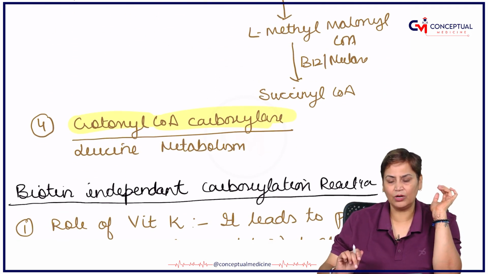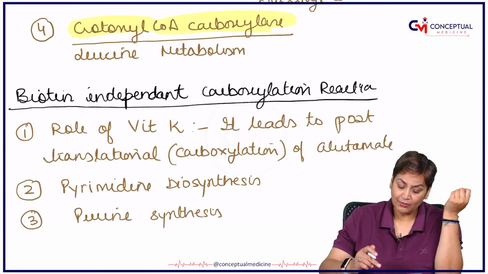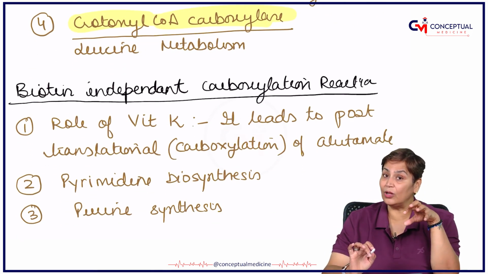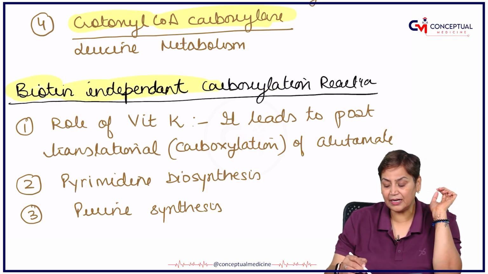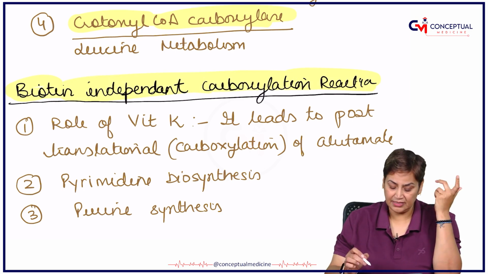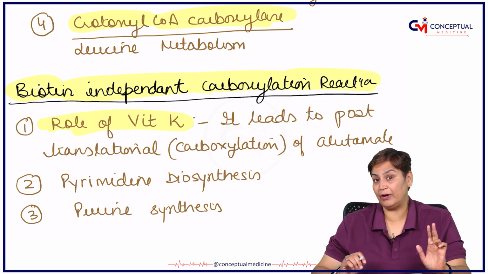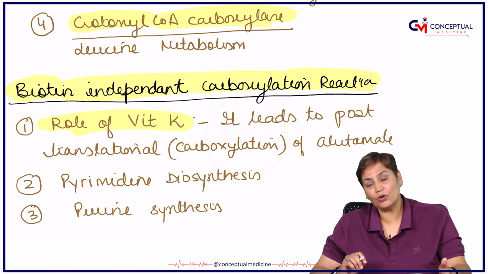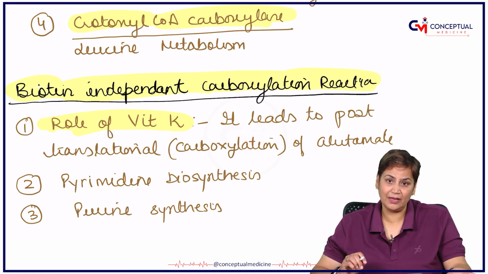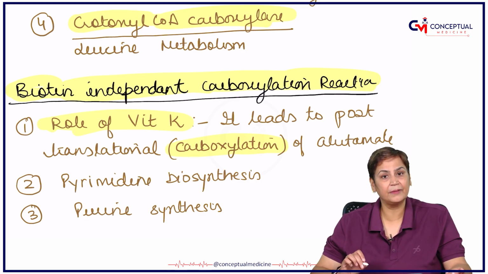And then leucine metabolism, where leucine is again a potent ketogenic amino acid. And then there are biotin independent carboxylation reactions also; it is not that all the carboxylation reactions require biotin. For example vitamin K, because vitamin K is the only fat soluble vitamin which is acting as a coenzyme, whereas all the others acting as coenzymes are water soluble vitamins. And how does it act as a coenzyme? It leads to the post-translational carboxylation of glutamate.